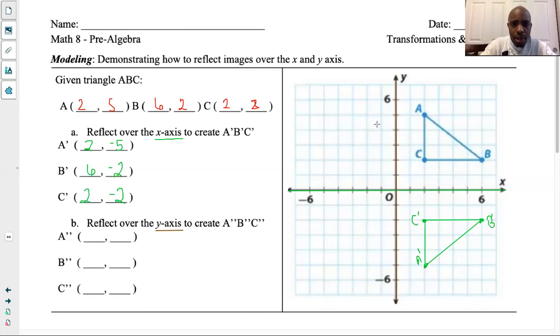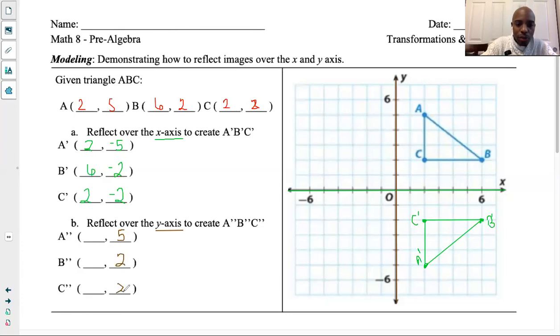So I notice, once again, they said y-axis. That means that all the y values are going to be the same as the original. So if that was a 5, that means down here is going to be a 5. That was a 2, that means down here is going to be a 2.